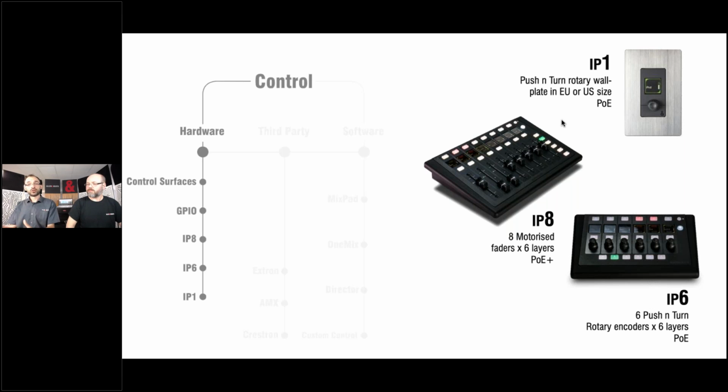IP8 and IP6, a lot more control in a desktop format this time. IP8 comes with 8 motorized faders and LCD displays and a bunch of configurable keys that can be assigned to pretty much any function in the system, from mutes to scene recalls, layer changes, and so on. And the IP6, similarly, 6 push and turn rotary encoders, 6 LCD displays, and configurable keys.